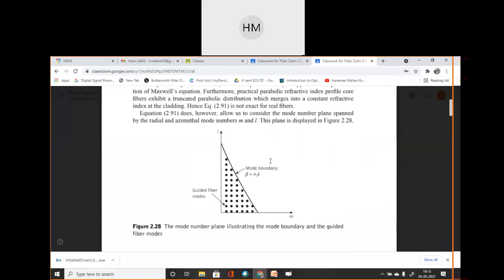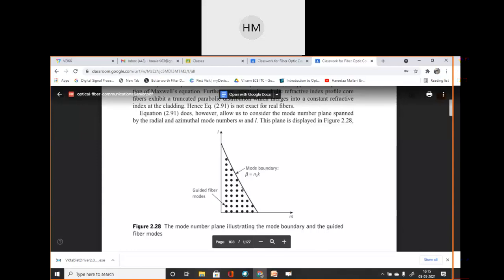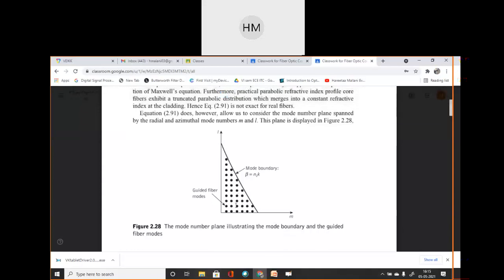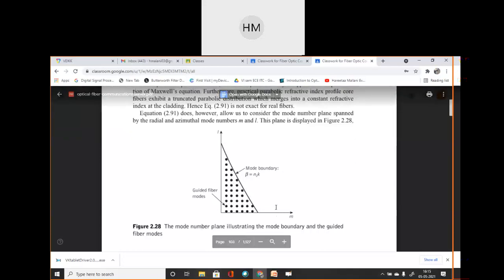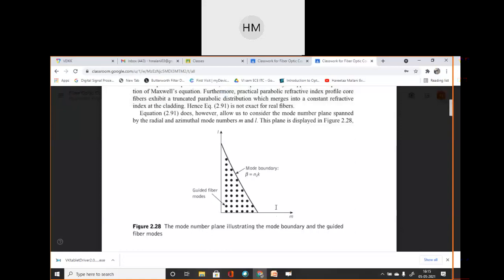See, draw this diagram. This is very important. It is showing the mode number, how many modes can propagate through graded index fiber, illustrating the mode boundary. This is the mode boundary, and these are the guided fiber modes which can propagate through the optical fiber. Guided modes. Mode boundary. And how we define the mode planes? They are m and L. Radial and azimuthal mode. You can write small m with respect to L graph, where small m is my radial mode, L is my azimuthal mode.